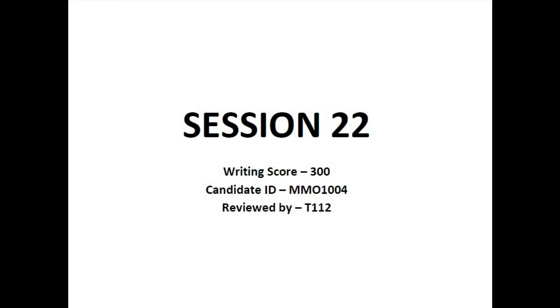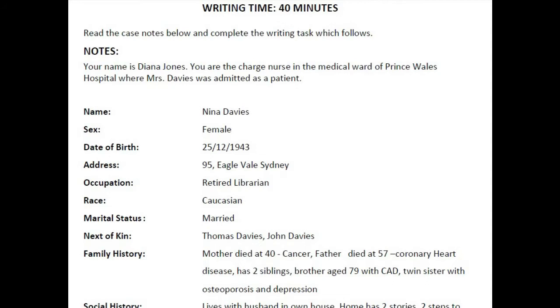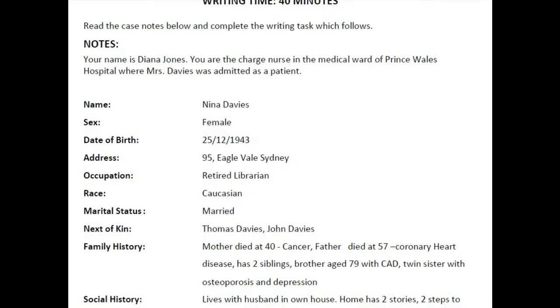Session 22 writing task is to write a letter to refer Miss Nina Davis to Helping Hand Rehabilitation Center for post-operative care after left hemiarthroplasty, since she had a left neck of femur fracture from a fall. Here you are the charge nurse on the medical ward where Mrs. Davis was admitted and underwent surgery, and you are writing a referral letter to Miss Susan Parry, a charge nurse at Helping Hand Rehabilitation Center, where she will be transferred after her discharge.